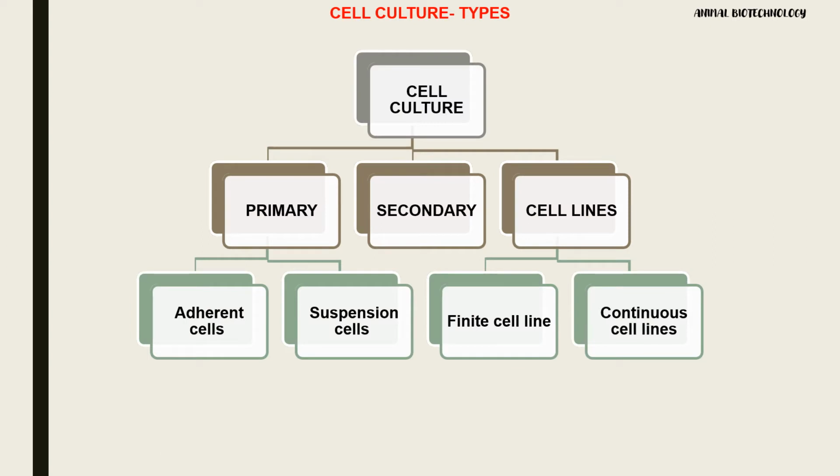The different types of cell cultures are primary cultures, secondary cultures, and cell lines. A primary culture can be of adherent cells or suspension cells, and cell lines can be a finite cell line or a continuous cell line.